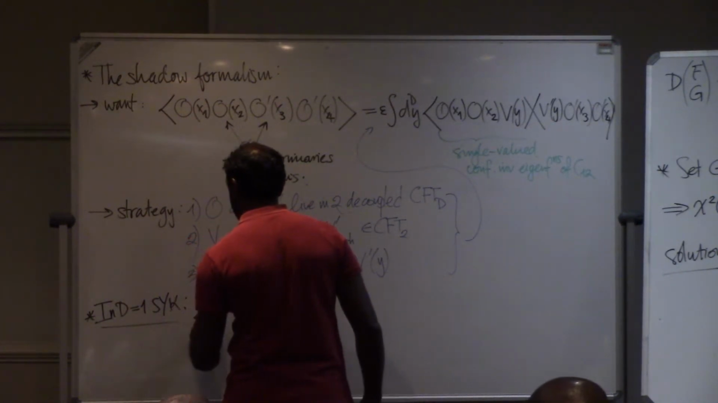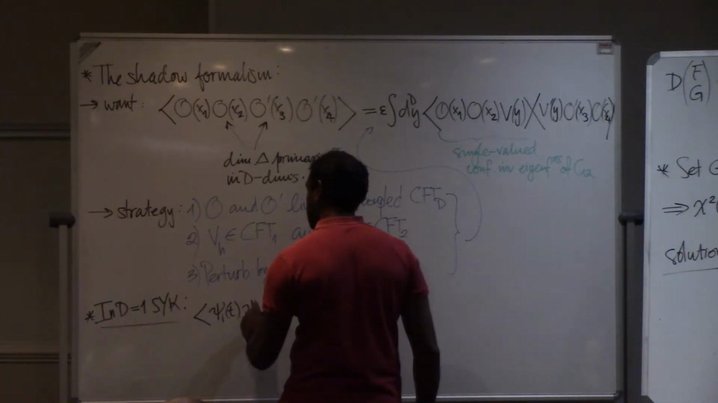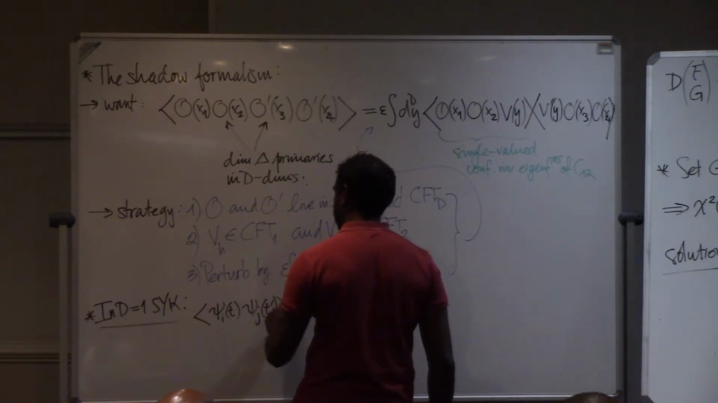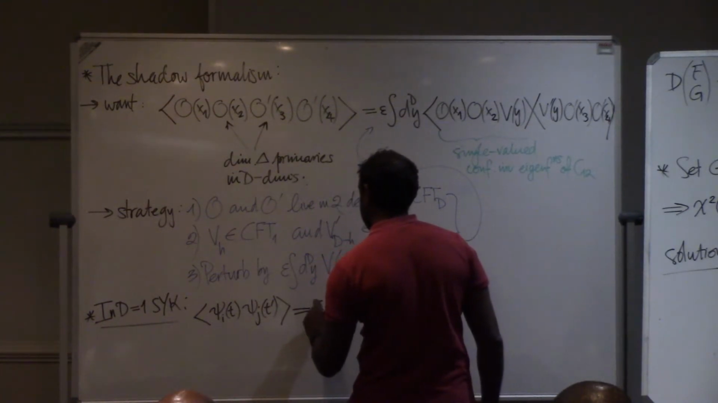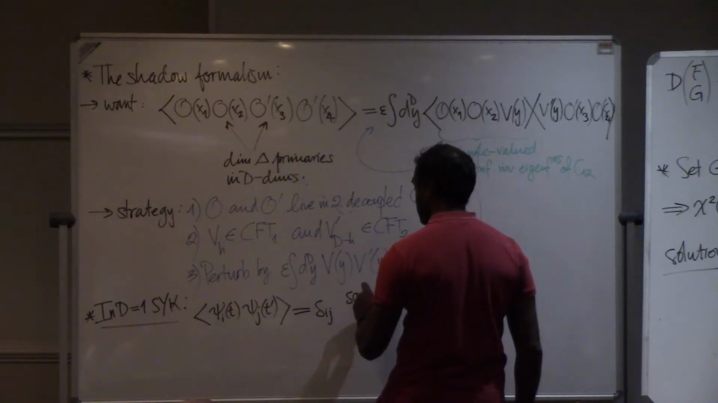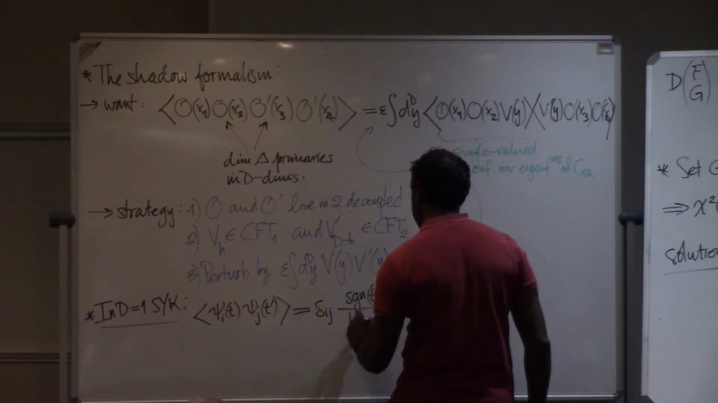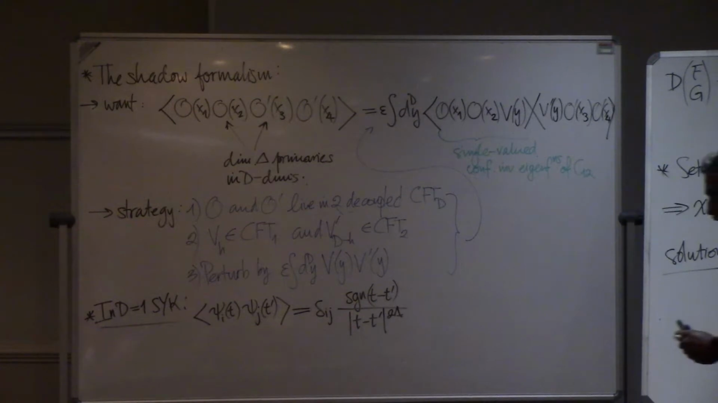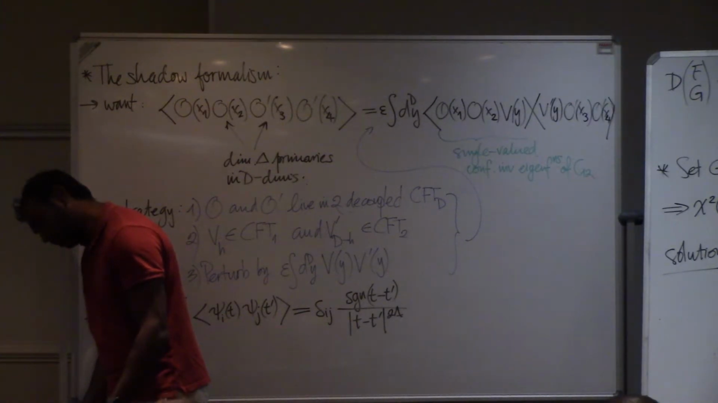And SYK. There, we found that psi i of t, psi j of t prime, where this is now the disorder averaged 2-point function, is delta ij times the sign of t minus t prime divided by the mod of t minus t prime to the 2 delta. Okay. The 3-point function.